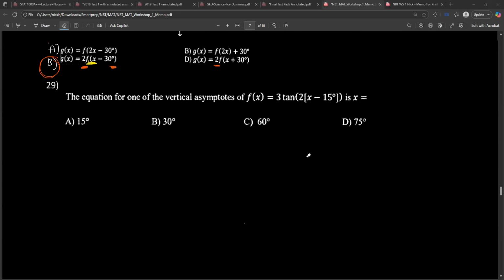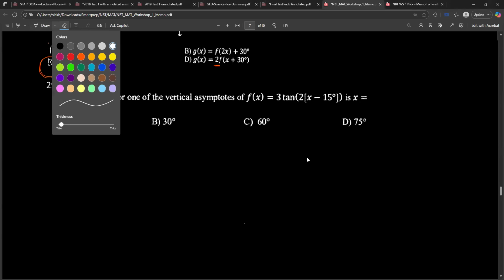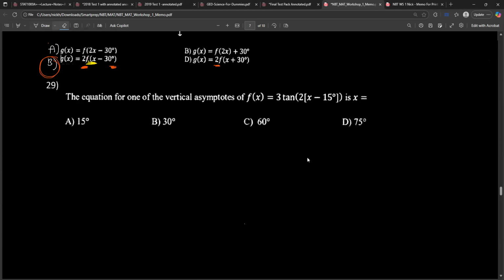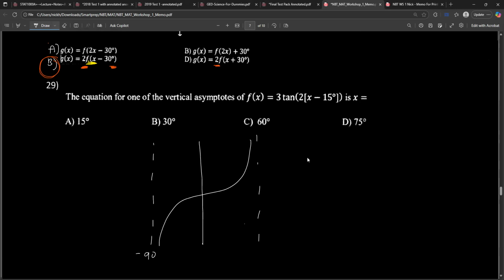All right, the equation for one of the vertical asymptotes of f of x equals 3 tan 2x minus 15 is x. Okay, so what you need to know is that a tan graph looks like this, with asymptotes every 180 degrees. So this will be minus 90, 90, this starts at 0. Okay, so we see that we get an asymptote at 90.